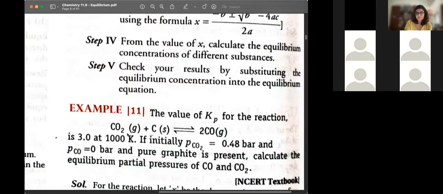So the value of Kp for this reaction is 3 at this temperature. Initially, partial pressure of CO2 is 0.48 bar. Partial pressure of CO is 0 bar. Pure graphite is solid, so you won't consider the pressure. There won't be any pressure due to this. Calculate the equilibrium partial pressures of CO and CO2.